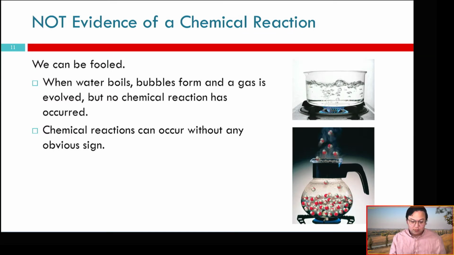We can be fooled, right? So when water boils, we're forming a gas. But that gas is water converting from liquid water into steam. And there are also chemical reactions that can happen without any obvious sign. You could mix two things together, they could be reacting, there could be no temperature change and no color change, but they've reacted. So this is why you need to have an understanding of the basis of what's going on.